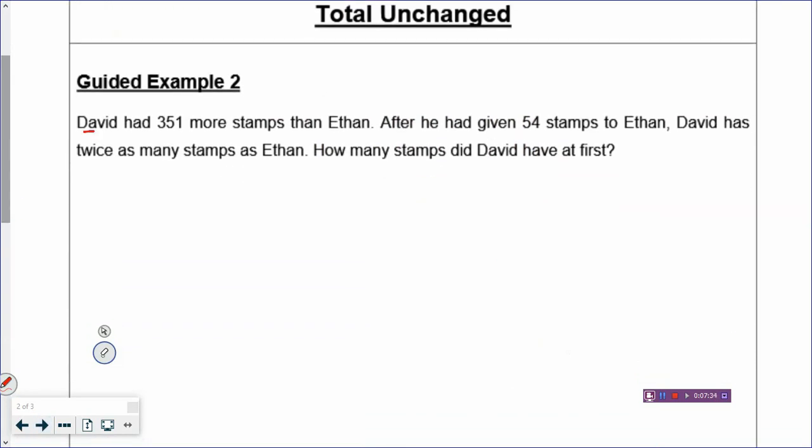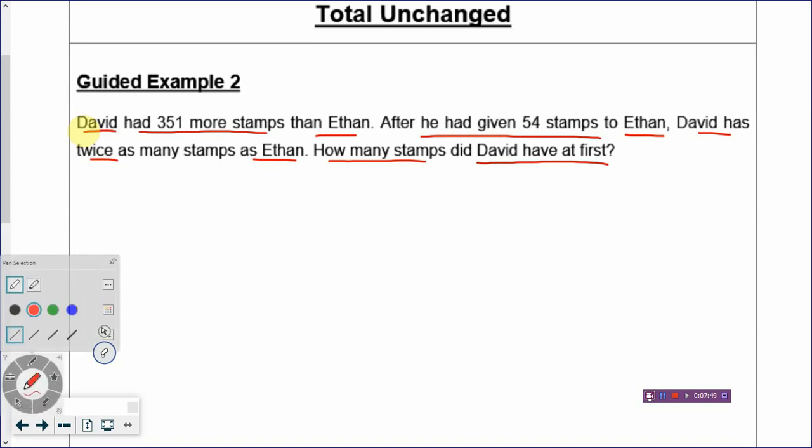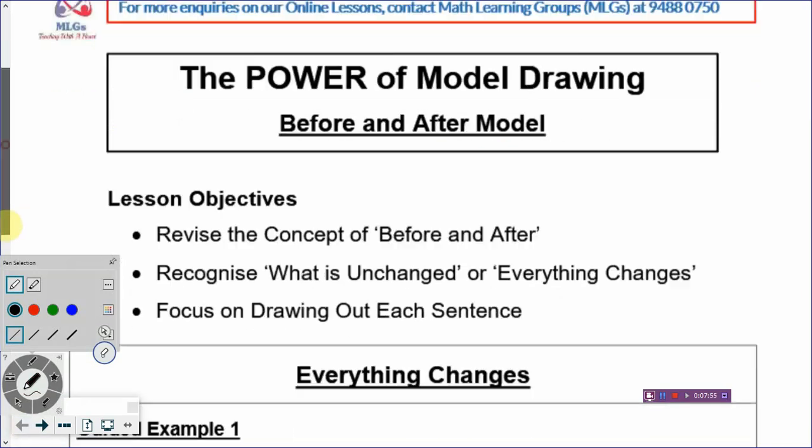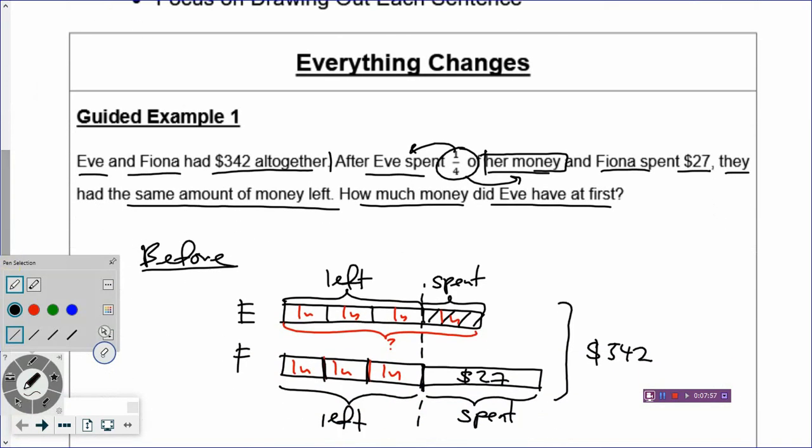Now, David had 351 more stamps than Eden, that's the before. After he had given 54 stamps to Eden, that's the change. Then David has twice or 2 times as many as Eden, that's the after. So how many stamps did David have at first? Well, it looks quite confusing, right? Oh, by the way, if you go back to the earlier example, what is unchanged? If it's a before and after, what is unchanged? And we forgot to talk about that.